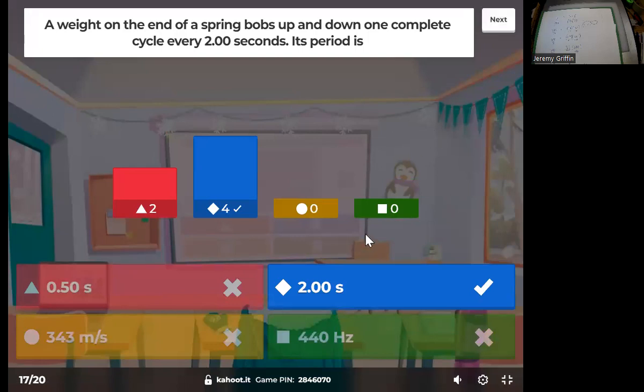Yeah, 2 seconds. Now, if you picked the red one, you were probably thinking not the time period, but the frequency, and the unit would be a little bit different too. The frequency is 0.5 what? Hertz, right? Hertz is like cycles per second. So the time period is 2 seconds, and the frequency would be 0.5 hertz.